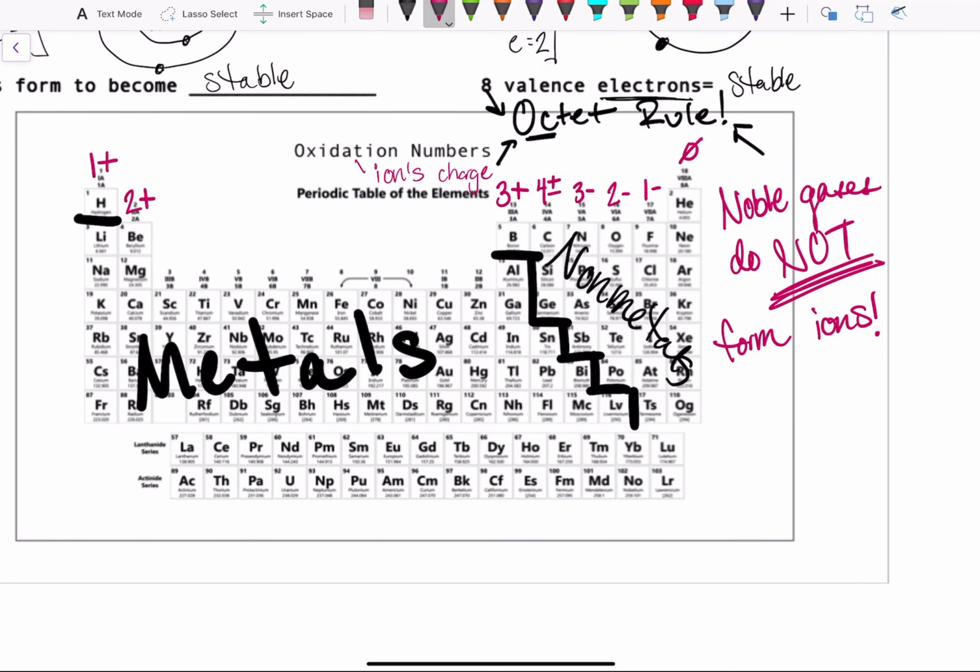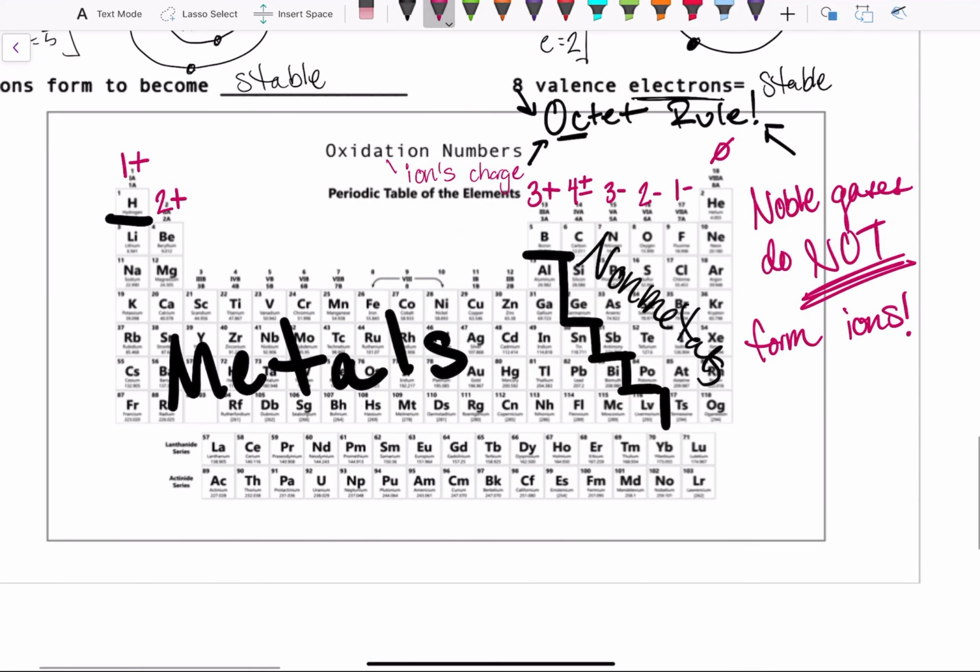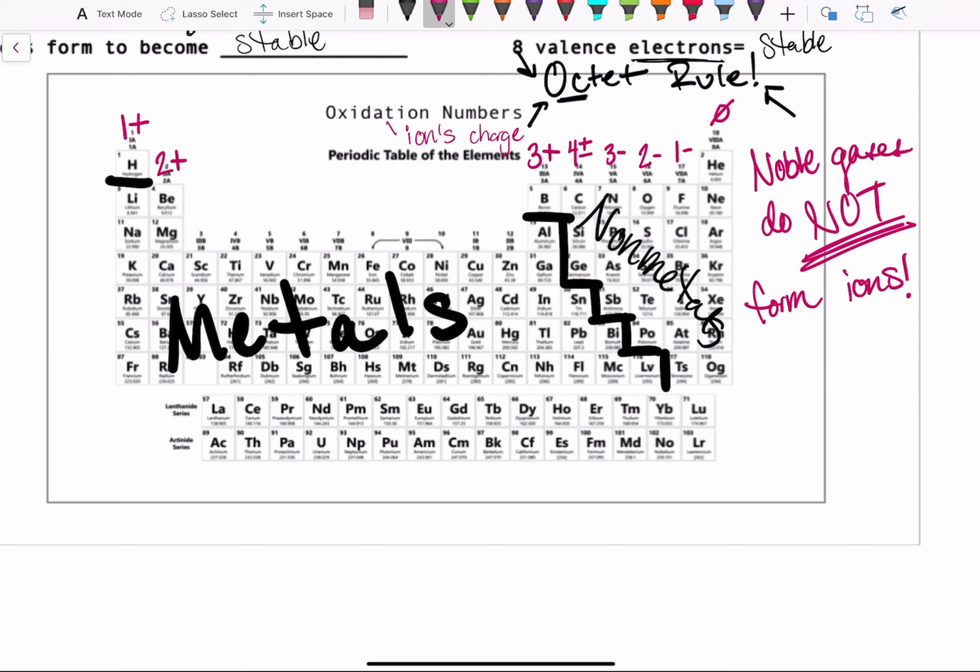Everyone else is trying to get 8 valence electrons, and they're over here on the periodic table being like, haha, I already have 8 valence electrons, I'm good. So they don't even form ions because of that. So this ionic charge, this oxidation number, what that's telling us is how many electrons are lost or gained.